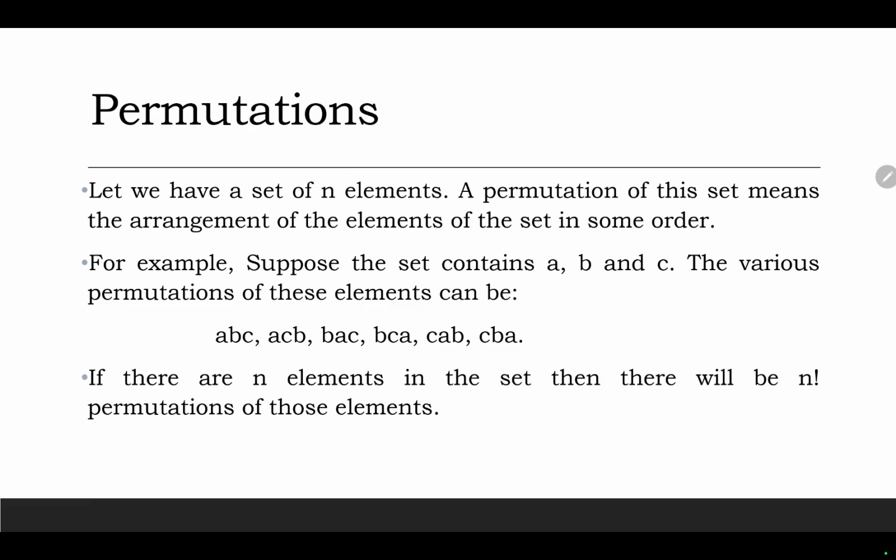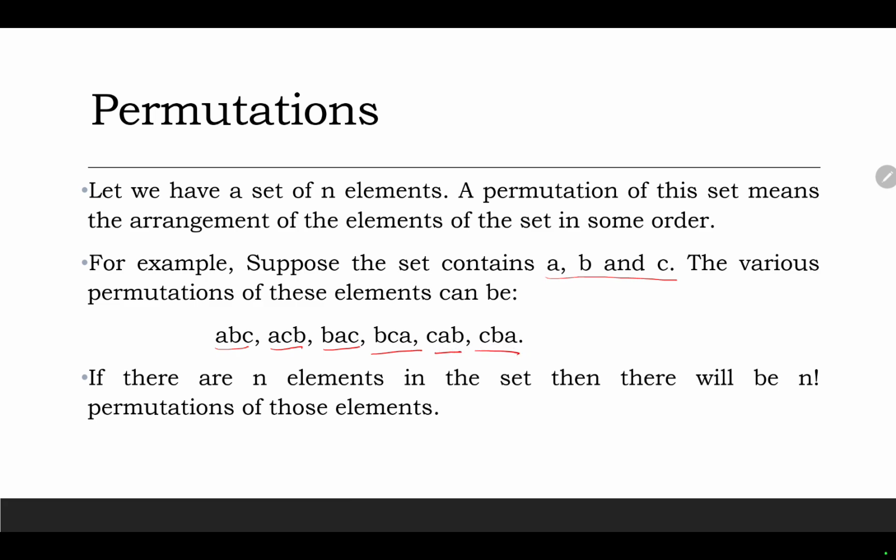The next one is permutation. Let us say we have a set of elements. A permutation of this set means an arrangement of the elements of the set in some order. For example, we have a set of values a, b, c. By using these a, b, c, how many permutations can we write? We can write ABC, ACB, BAC, BCA, CAB and CBA.